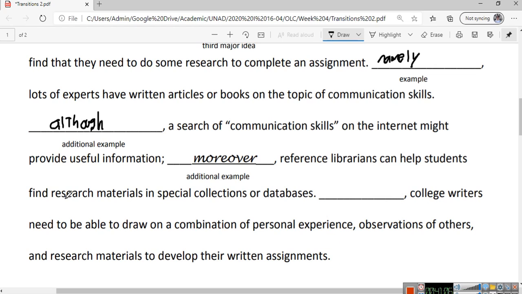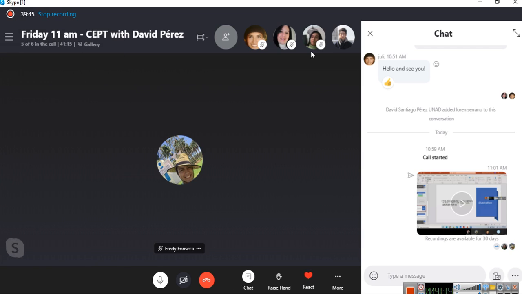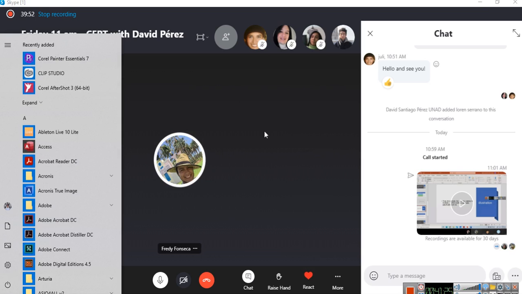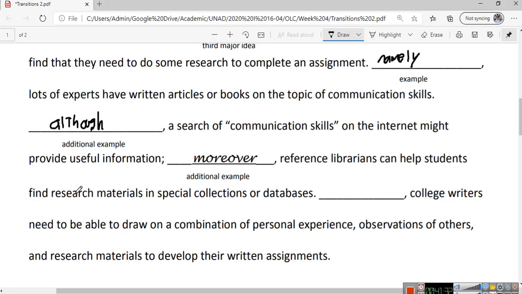And finally, we know that we're closing the essay. So we probably have to use finally, in conclusion, in summary, and so on. Which one would you guys use? Freddy says finally. How about you, Patricia? We can use in conclusion. Yeah, in conclusion. Do you want to stick with that one? Yes, I like this one.